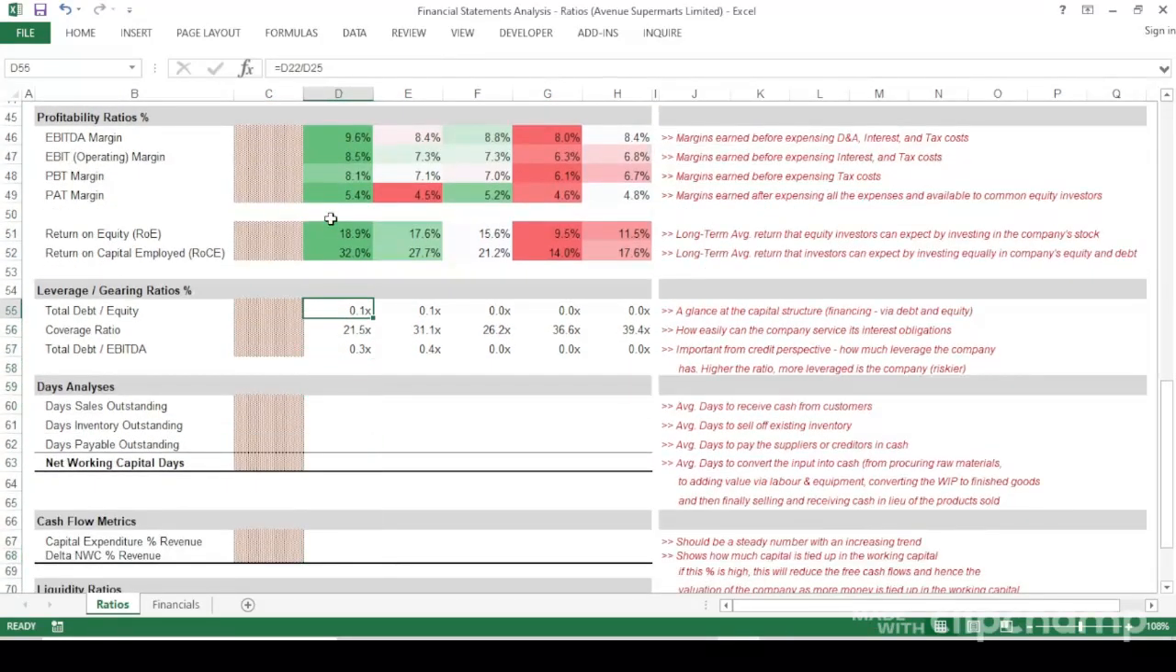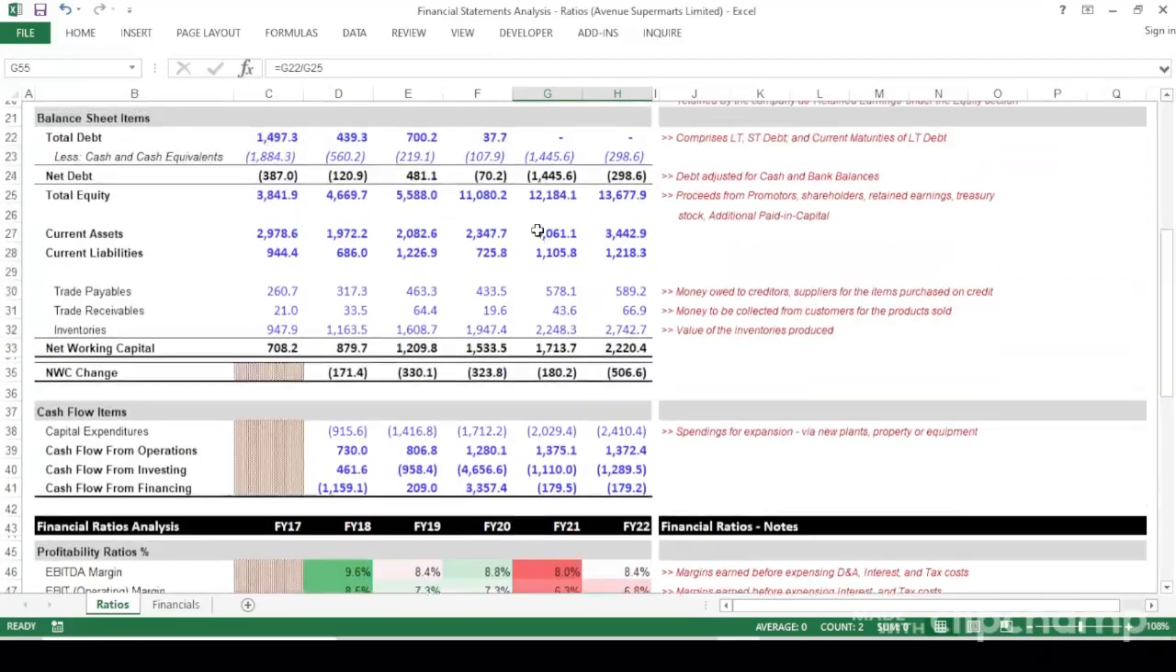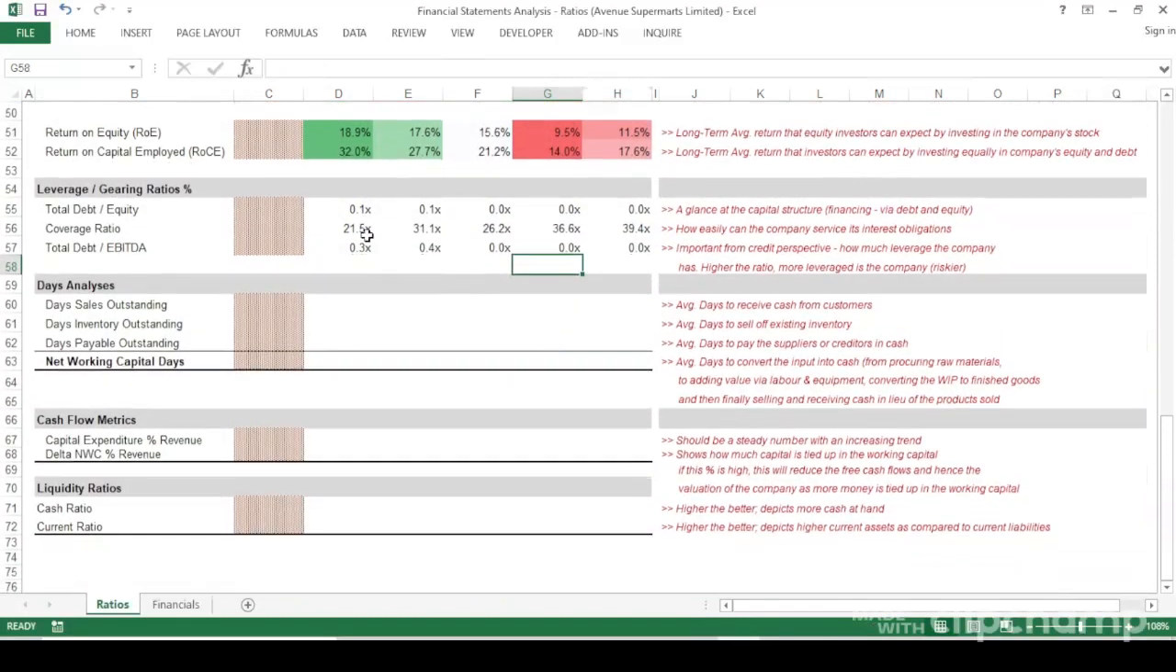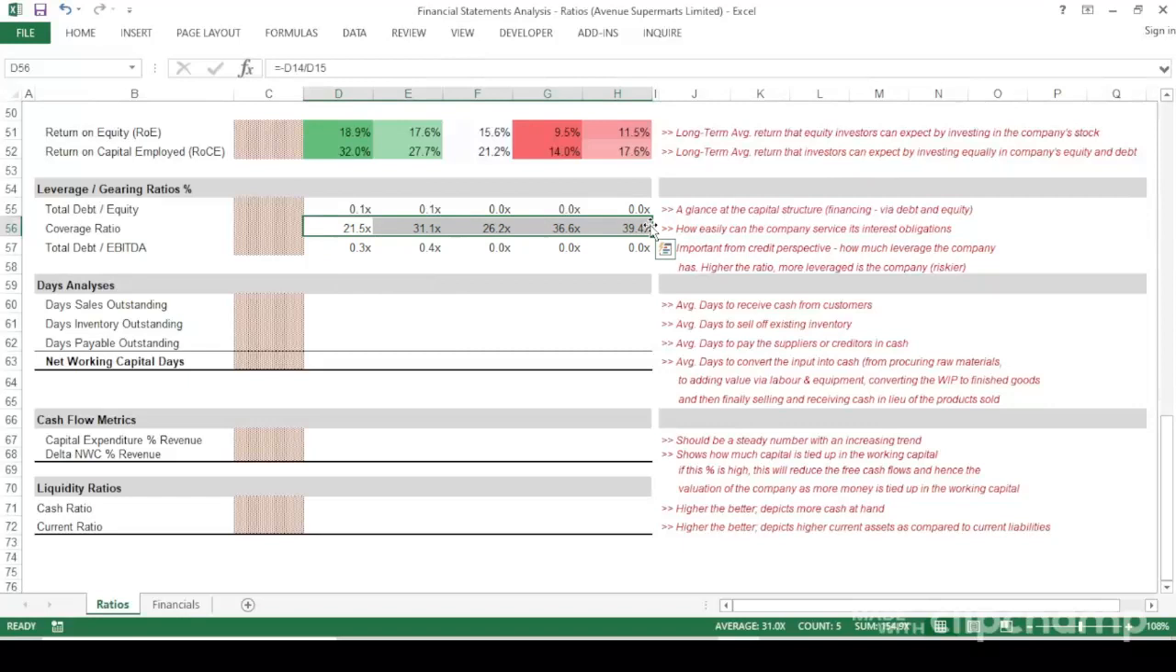So as you can see, the total debt to equity has been on a continuous decline. It has reached zero values because debt has reached zero in FY21 and 22. And the coverage ratio is on a continuous rise. It means the operating income as a percentage of the interest obligations has been increasing. A similar trend can be seen on the total debt to EBITDA front, as we saw on the total debt to equity. It is decreasing each year.